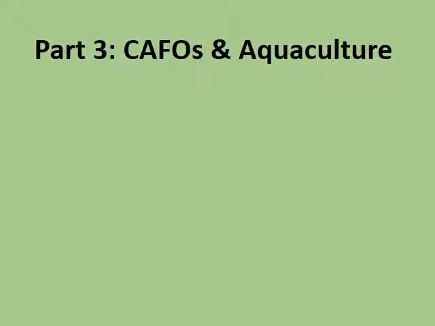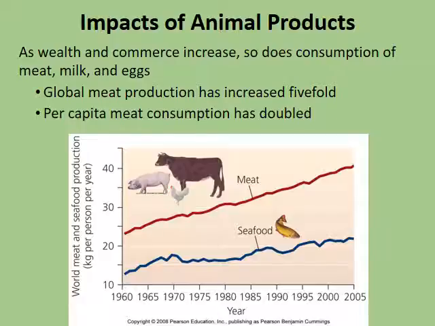And that brings us to CAFOs, okay? Because of the wealth in the country, our global meat production has increased fivefold.